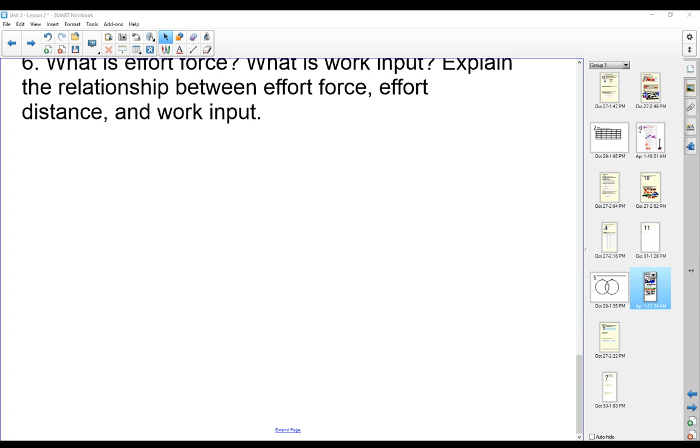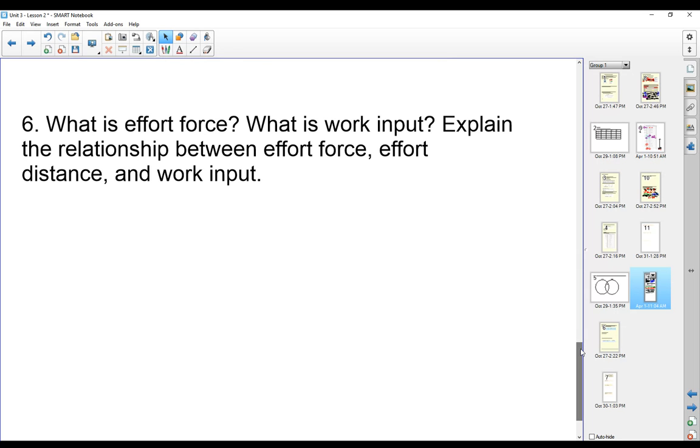And what is effort force? What is work input? Explain the relationship between effort force, effort distance, and work input. The effort force is the force applied to a machine. Work input is the work done on a machine. The work input of a machine is equal to the effort force times the distance over which the effort force is exerted.